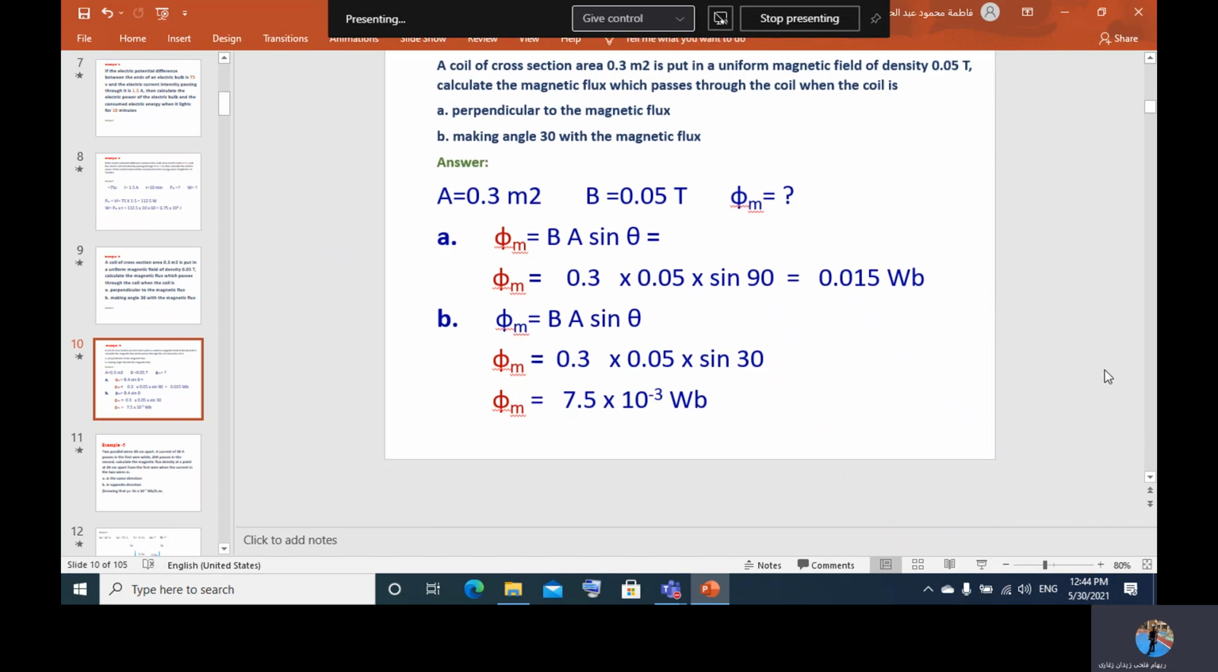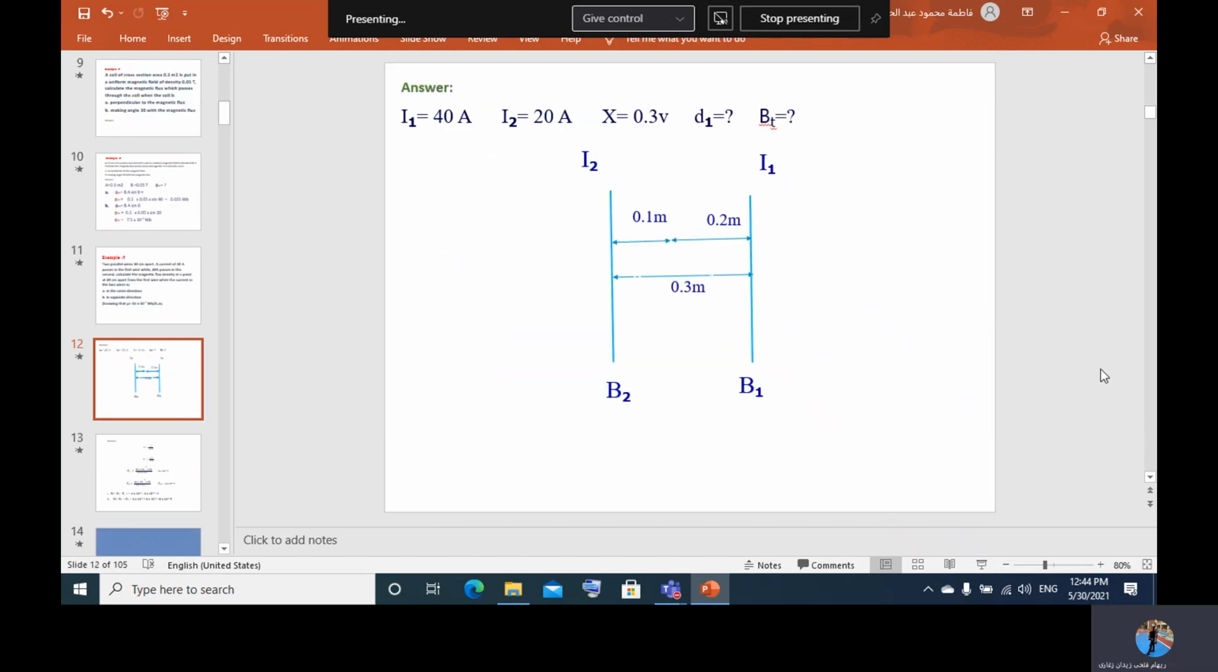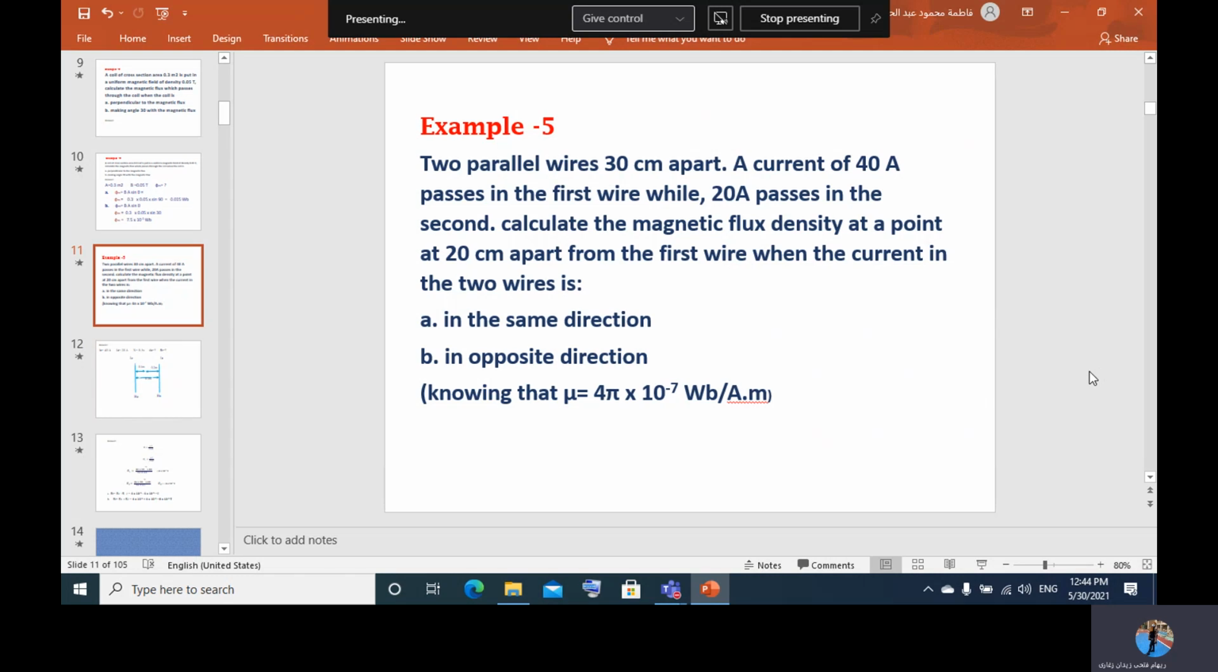Let's now consider question number 5, which says: two parallel wires 30 centimeters apart. A current of 40 ampere passes in the first wire, while 20 ampere passes in the second. Calculate the magnetic flux density at a point 20 centimeters apart from the first wire when the current in the two wires is, first case, in the same direction.